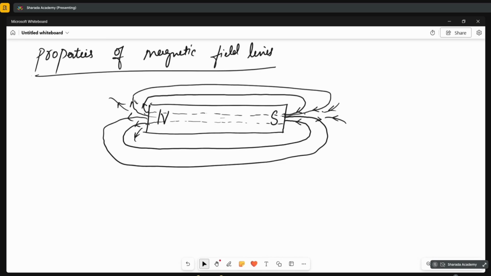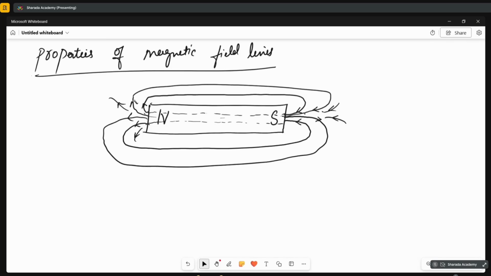Okay. So we observe that at the poles, the magnetic field lines are more than at the center. That means the magnetic field is stronger at the poles than at the center. Okay. So inside the magnet, it is moving from south to north. So this forms a closed loop or closed path.